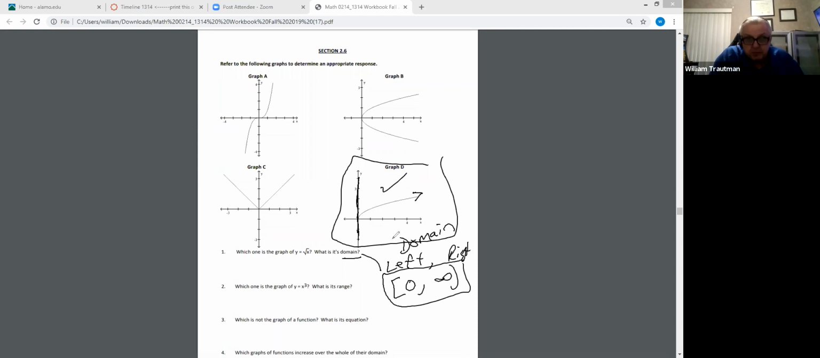Here, for this one, they want to know the range. The lowest part goes down to negative infinity. The highest part of the graph goes up to positive infinity. So the range for the second one is negative infinity to positive infinity. All righty.